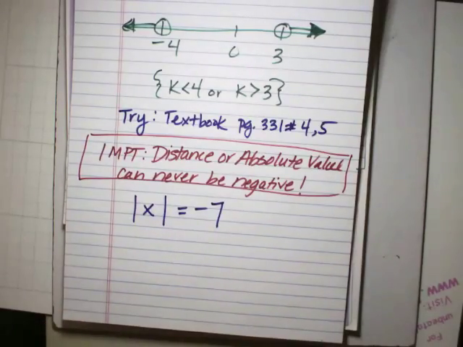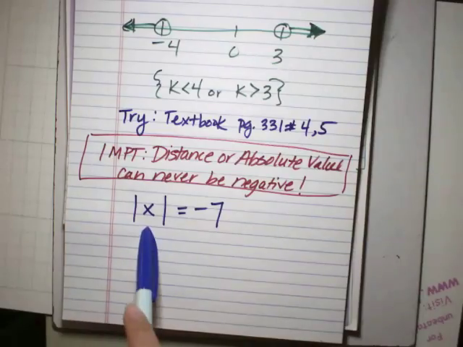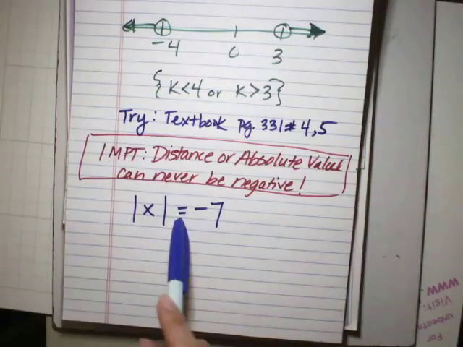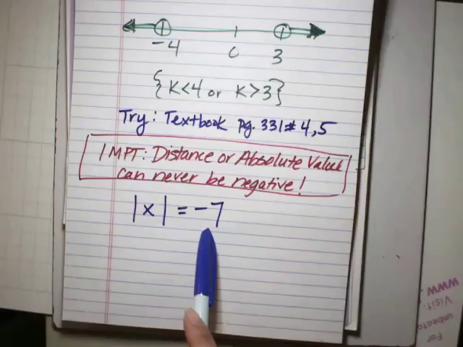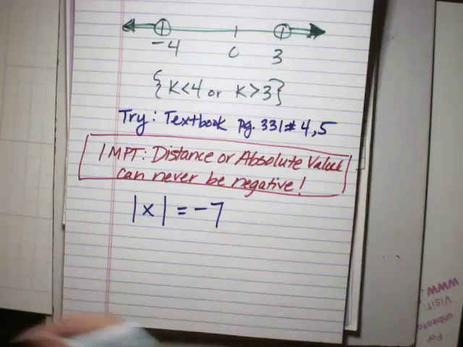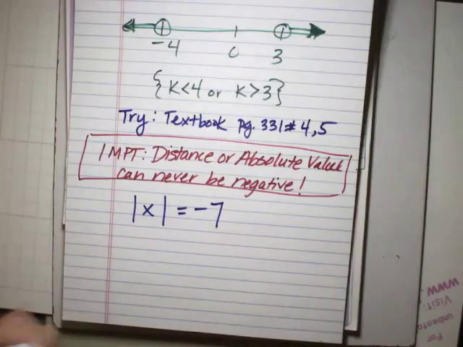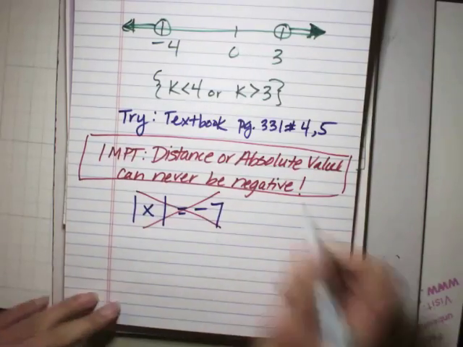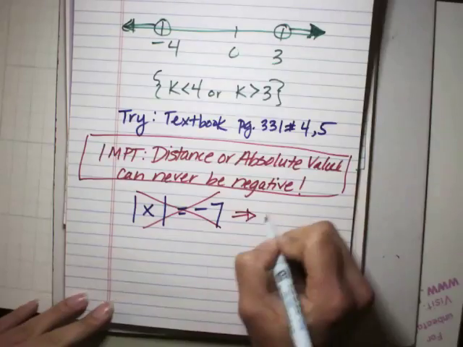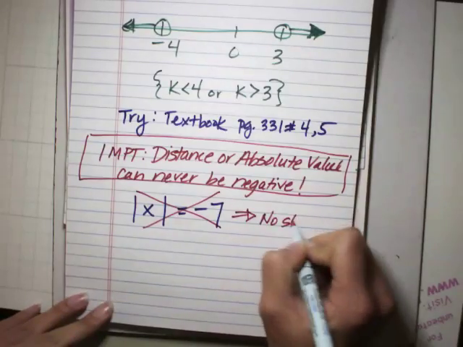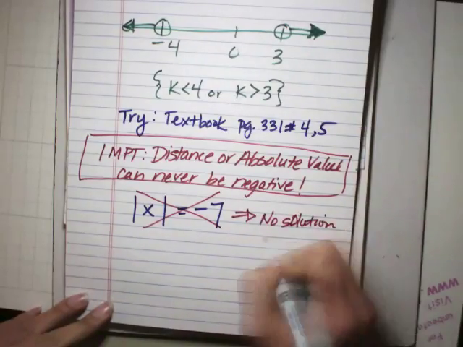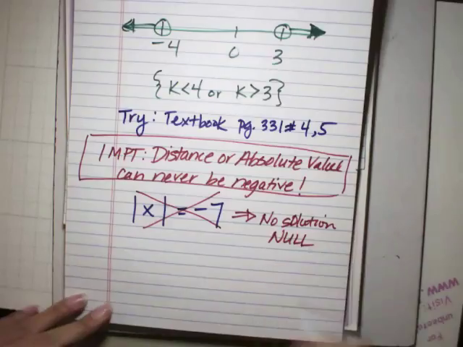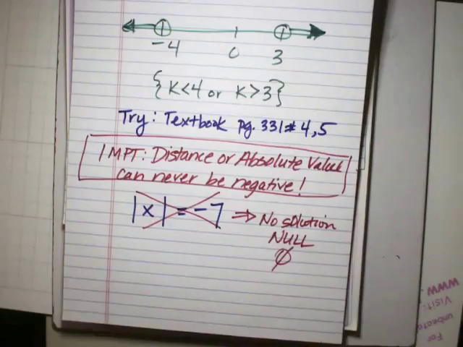I read this as the distance between x and 0 equals negative 7. Can that be negative 7? Does that make sense? No, it does not. Okay, you cannot do this. Whenever you have this situation, it is no solution. Some people call it a null set, and you can write it with a 0 with a line slashed through it.